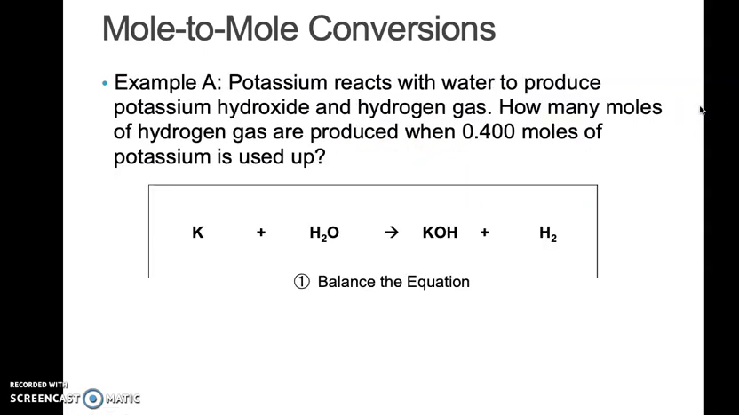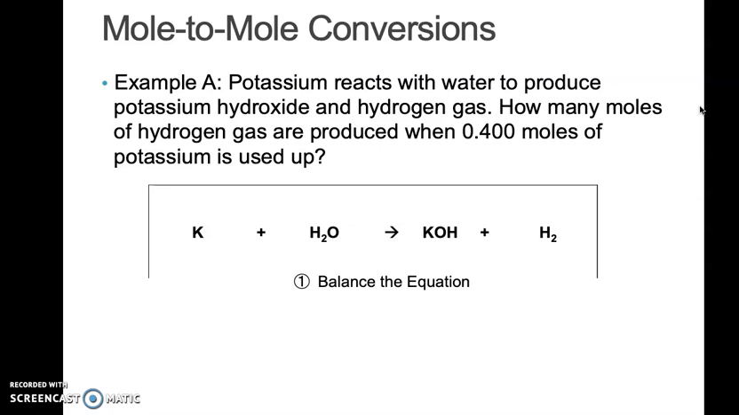Okay? So here's the first example I'm going to walk through, and this is where I'm going to start asking that you pause and do it yourself. So number 7 on our note outline says, example A, potassium reacts with water to produce potassium hydroxide and hydrogen gas. How many moles of hydrogen gas are produced when 0.4 moles of potassium is used up? Complete the problem below as I walk you through it. So the first thing we have to do is to balance the equation. So go ahead and pause me here.